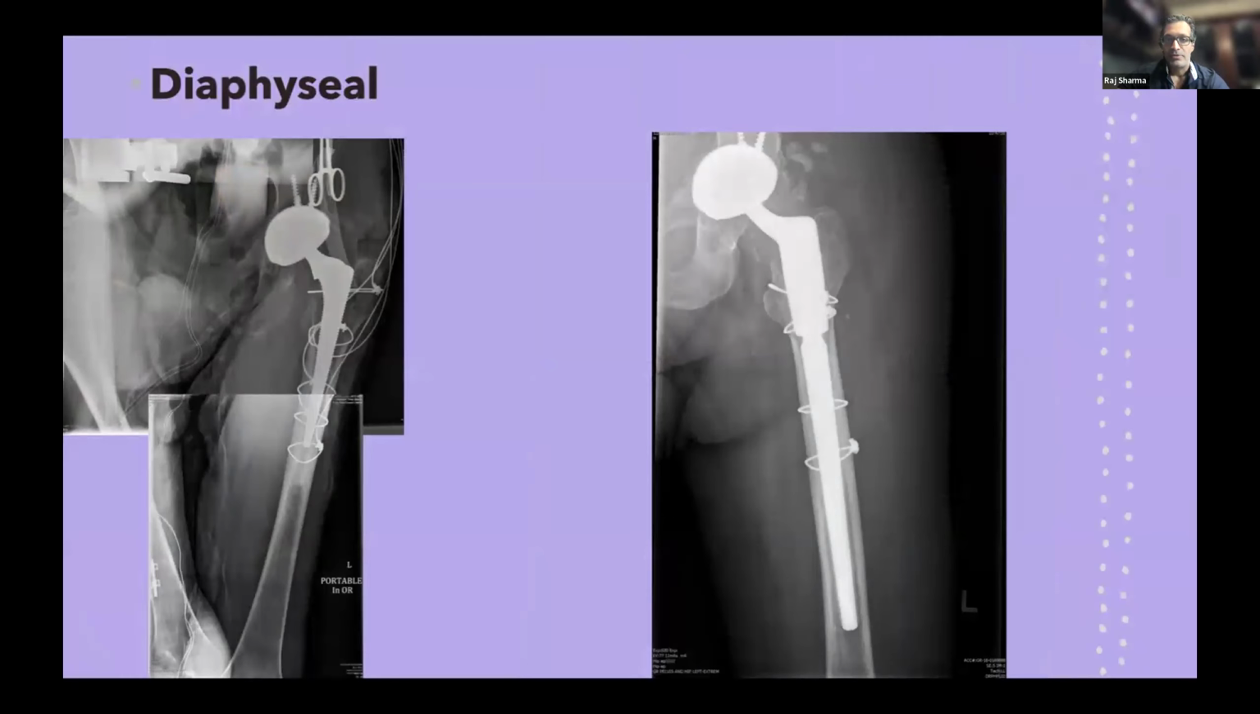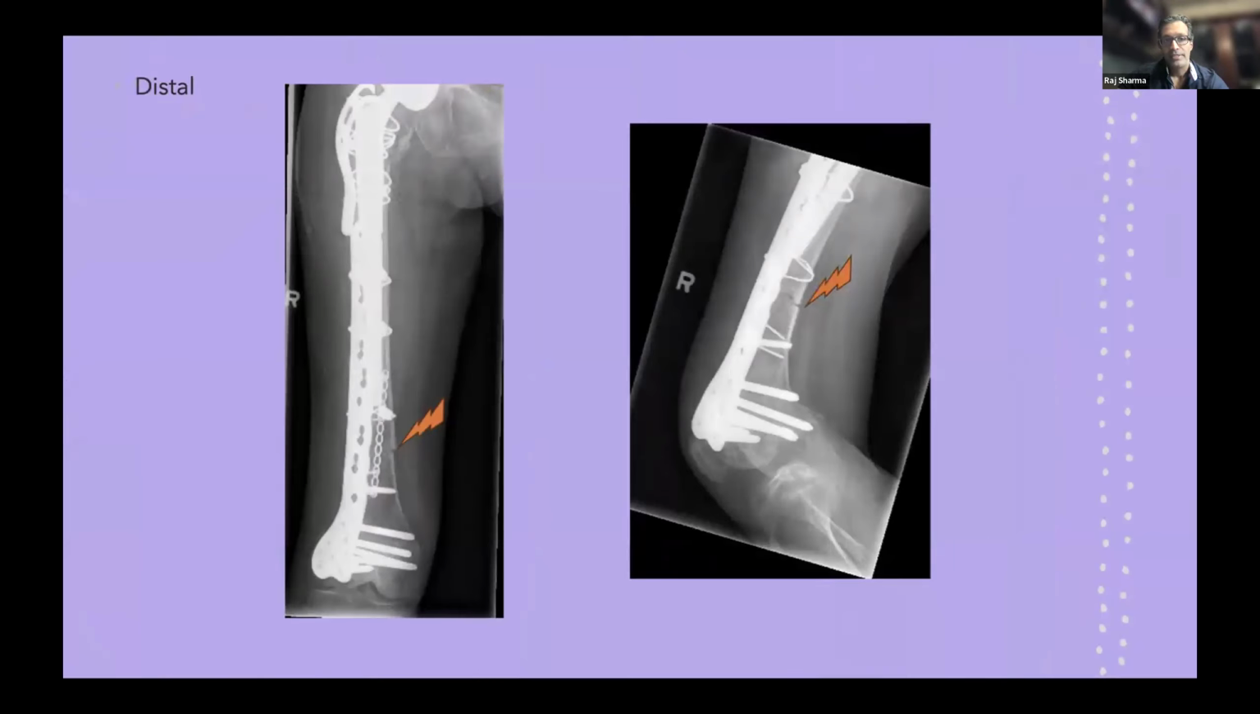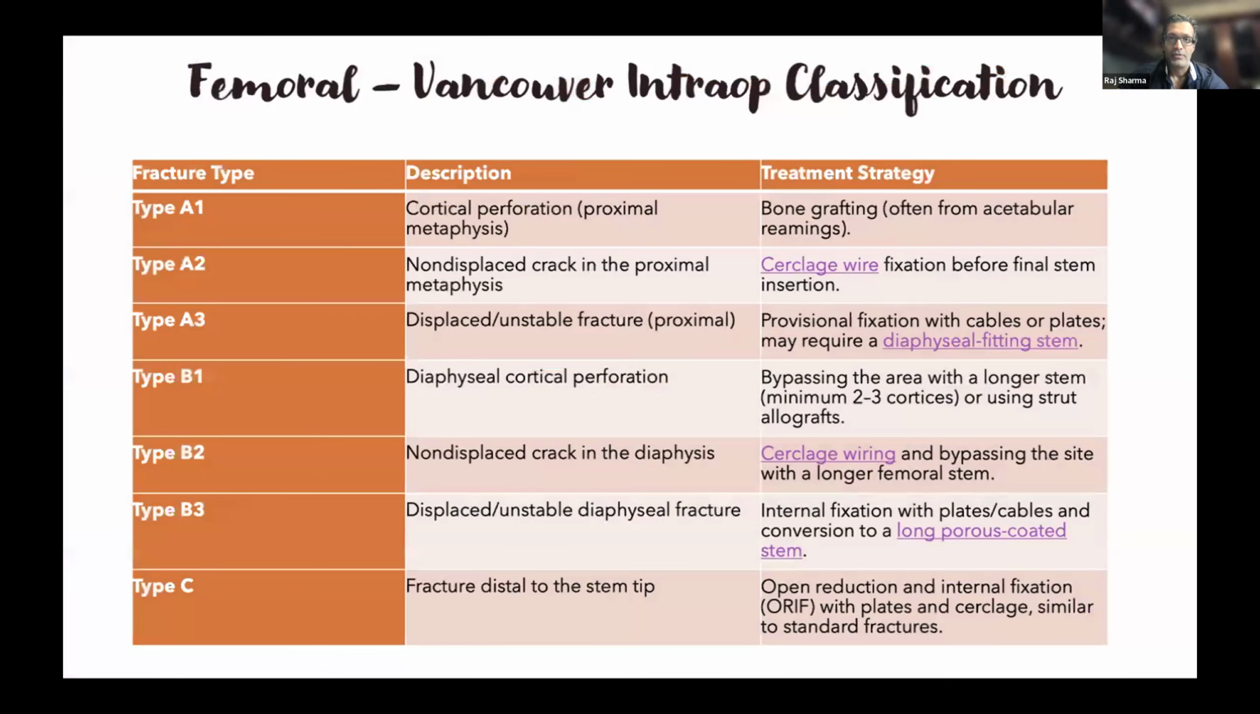Diaphyseal fractures, similar. They could be perforations, cracks, or completely displaced, and you'd have to fix the fracture and then bypass it. Distal to it, these are fractures that you have to treat with an open reduction internal fixation of some sort, some combination of cables, plates, and the combinations thereof. So here's kind of the Vancouver modified classification for intraoperative fractures.